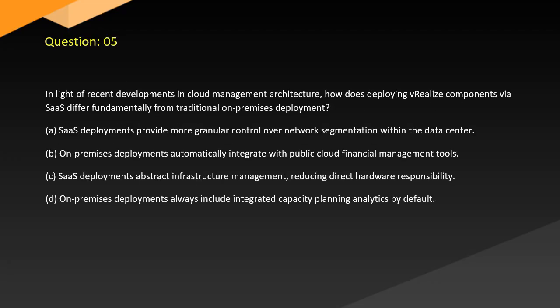Question 5. In light of recent developments in cloud management architecture, how does deploying Realize components via SaaS differ fundamentally from traditional on-premises deployment? A. SaaS deployments provide more granular control over network segmentation within the data center. B. On-premises deployments automatically integrate with public cloud financial management tools. C. SaaS deployments abstract infrastructure management, reducing direct hardware responsibility. D. On-premises deployments always include integrated capacity planning analytics by default.